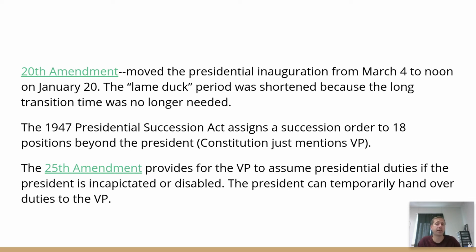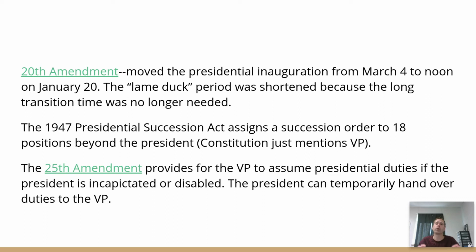Before the 20th Amendment, the new president actually took the oath of office on March 4th. The 20th Amendment changed that. It changed it to January 20th. And this is easy to remember. This is how I remember it: 20th Amendment, January 20th. Easy. You got it. This moved the presidential inauguration from March 4th to January 20th.